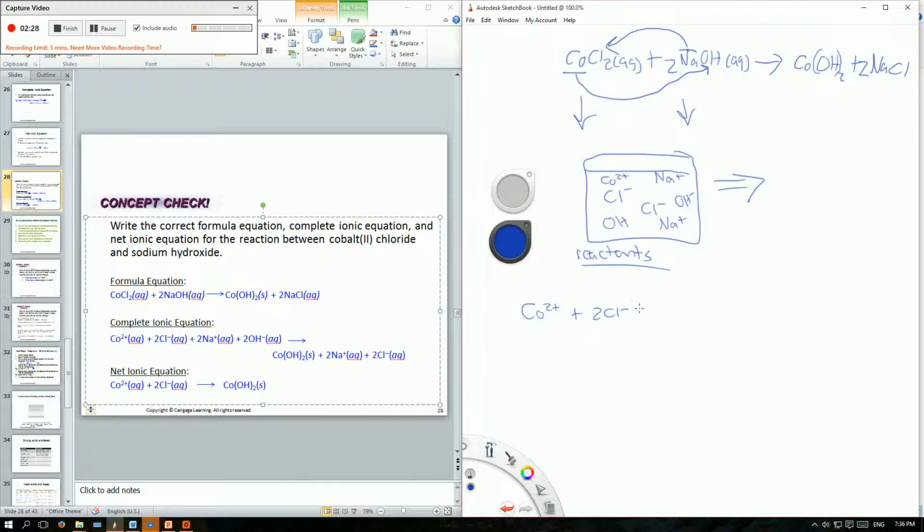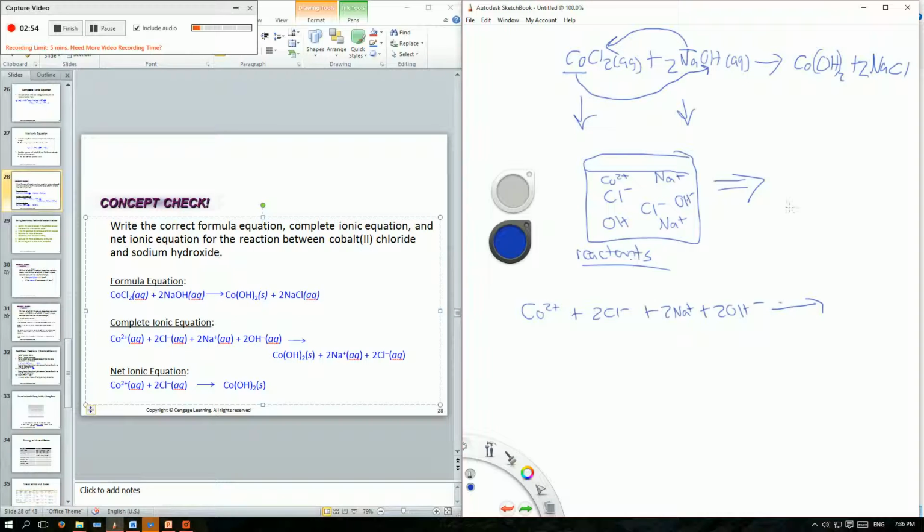2Cl minus, 2Na plus, 2OH minus, right? And this is just that up there dissociated, right? So in our reactants, that's what we actually have. They break down into different components.